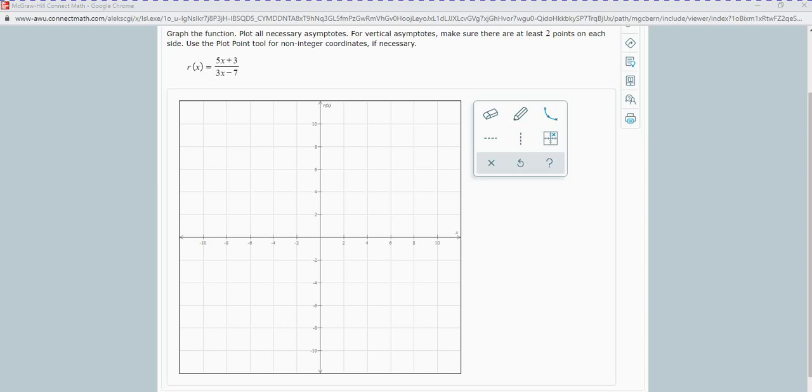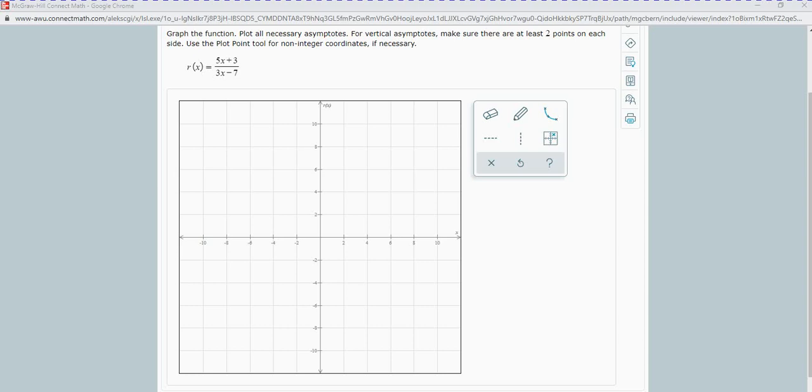Sometimes the graphing directions are fairly vague. They leave a little bit open-ended. But in the case of a function like this, the directions are very specific. So you're going to have to make sure you follow the directions very carefully in order to make sure that the system graphs the function correctly. So in this case, notice it says we need to plot all necessary asymptotes. So any asymptotes this function has, vertical, horizontal, slanted, we need to make sure that all of those are graphed.